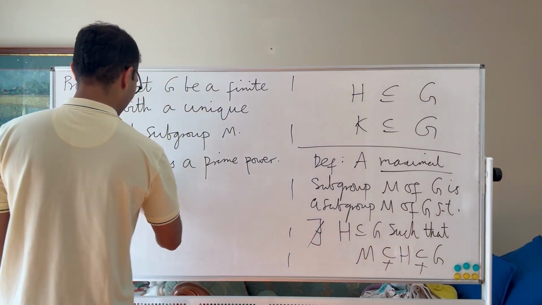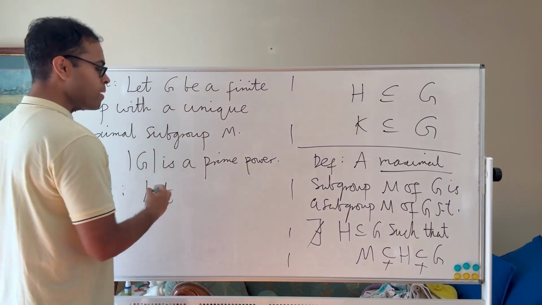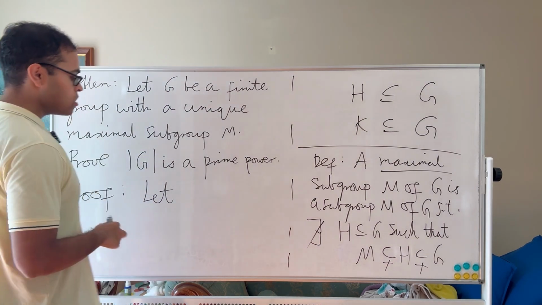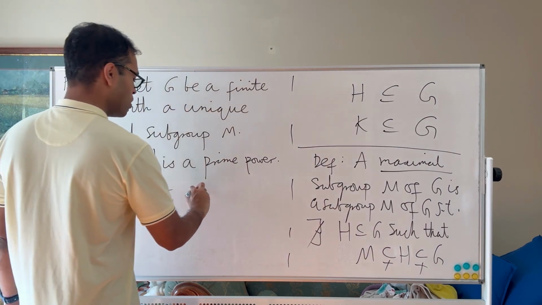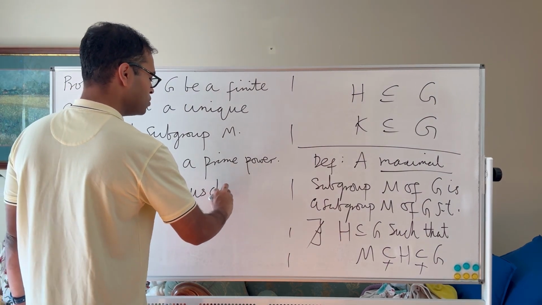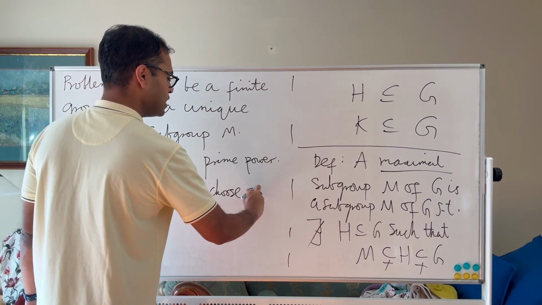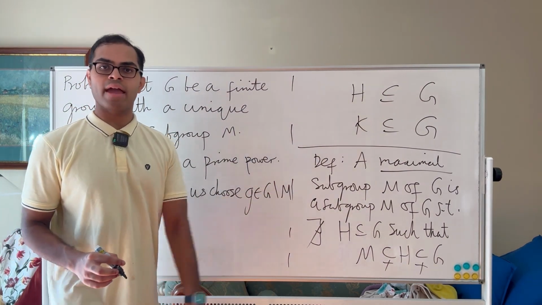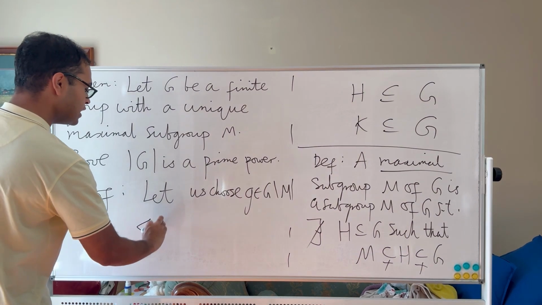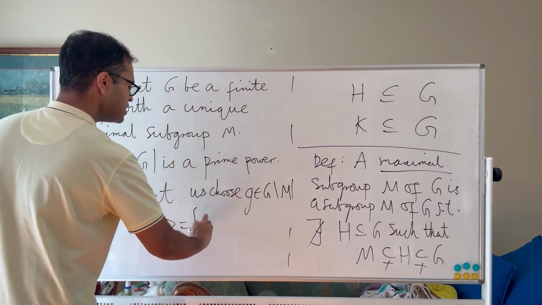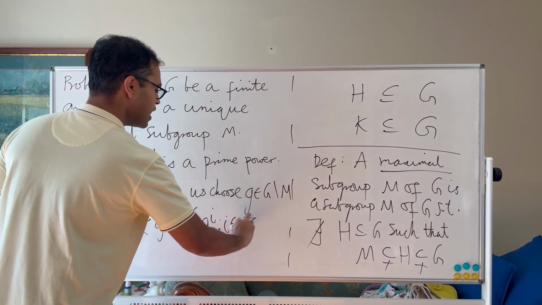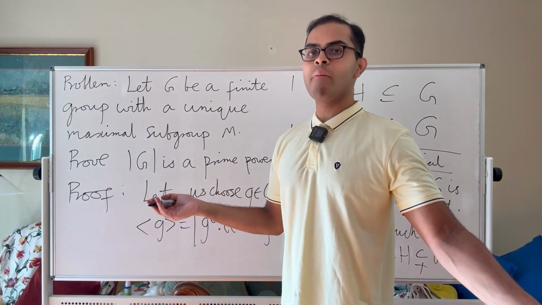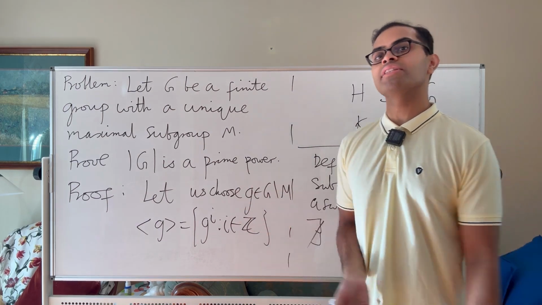So we're going to do the following trick. A warm-up exercise, as I said, is if G has only two subgroups, prove that G has prime order. Here's the trick. Let us choose an element g in G minus M, the set difference. We choose an element of G outside of M. Now, let's consider the cyclic subgroup of G generated by g. This is just all the powers of g, all g^i, where i is an integer, where a negative power like g^-5 is just g inverse multiplied with itself 5 times.